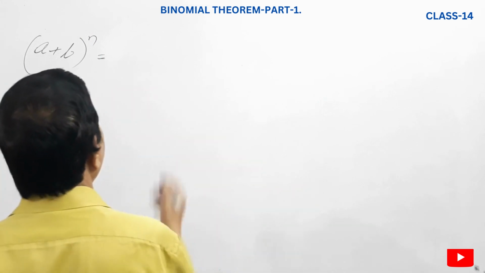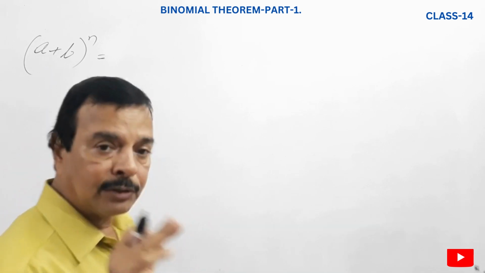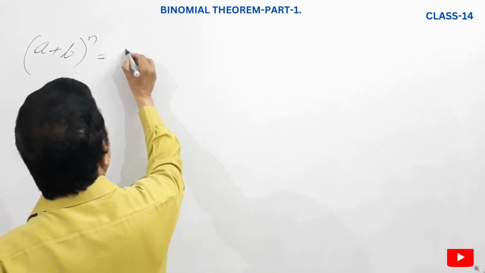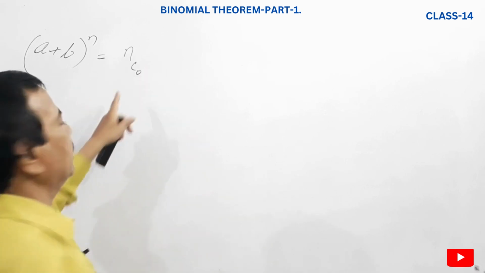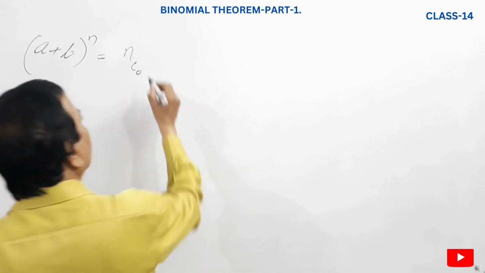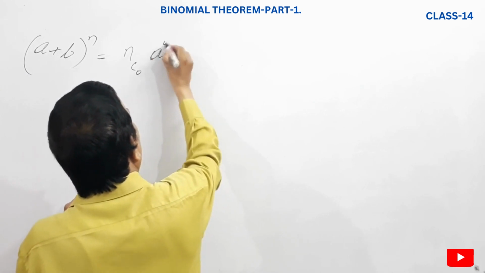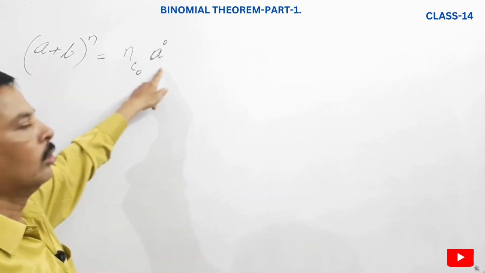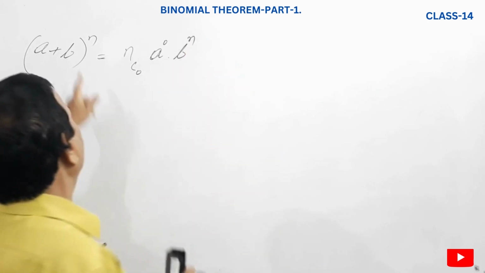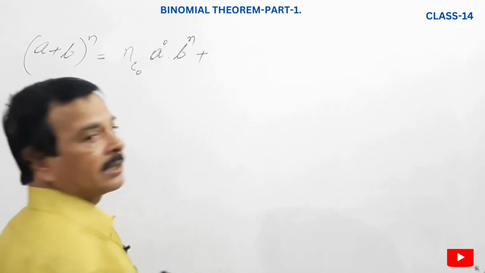I will teach you this in the easiest way, so that even the weakest student in the class should be able to understand this. Now what we will do is, I will write nC0. First begin with nC0, I will tell you what this is later on. nC0 times a to the power of 0. First I will take a to the power of 0. Next term, b to the power of n. Right? Later on, I will put a plus sign.